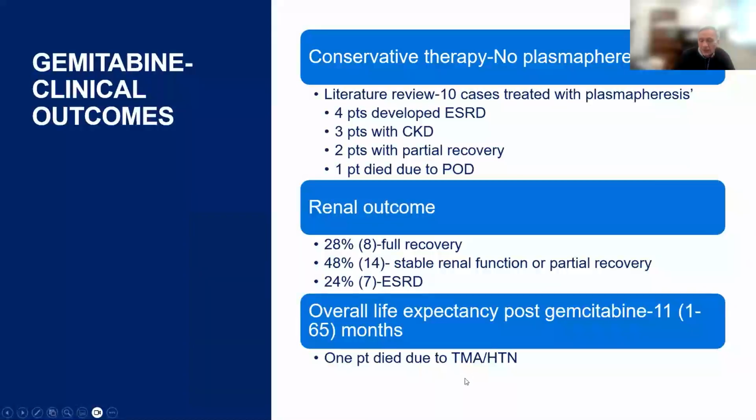One patient died due to the TMA and hypertension. Again, many of these patients have very advanced cancers, and they die from their malignancy, not really related to the TMA or the hypertension.